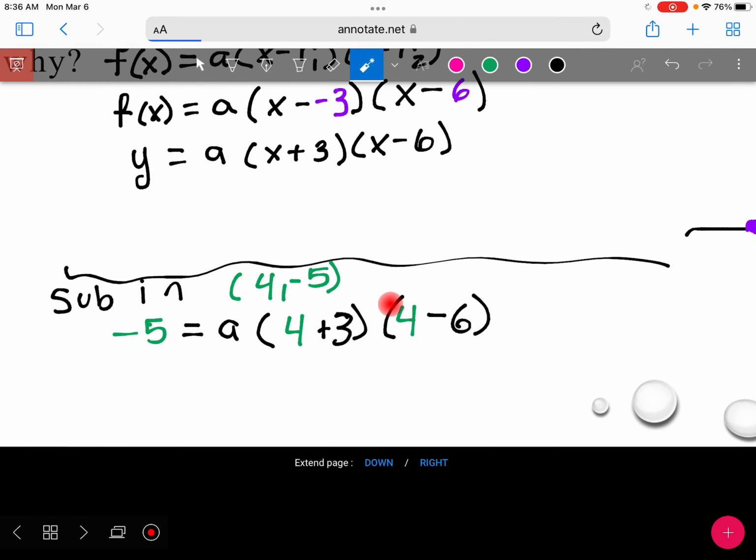And all of this down here, we substituted what we knew into here. This is just 1, 2, 3, 4, 5 numbers in a single letter. We can solve this. -5 equals a times 4 plus 3 is 7. And 4 minus 6 is what? What's 4 minus 6?